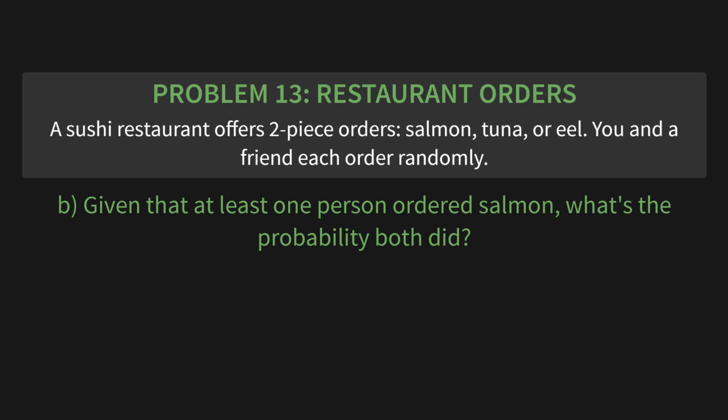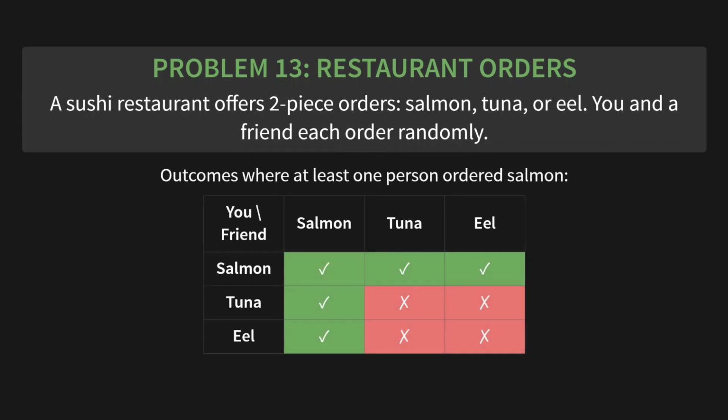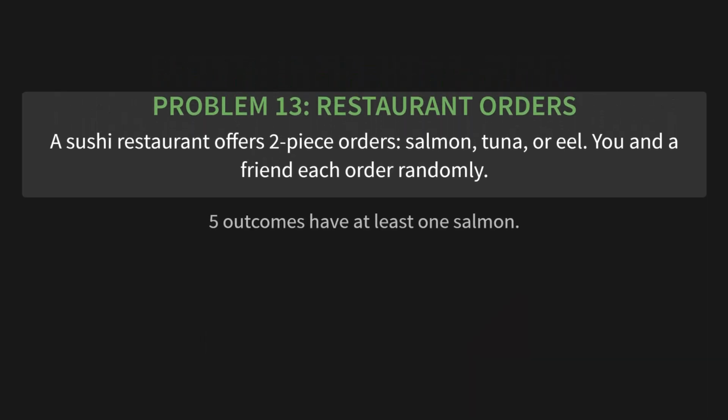Suppose the waiter comes by and says, I see at least one of you ordered salmon. Given this new information, what's the probability you both ordered salmon? This changes everything. We now have conditional probability. We're working with new information. Let's think about it. Out of our 9 possible outcomes, which ones have at least one salmon order? Let me count. There are actually 5 outcomes where at least one person gets salmon. And of those 5, only one has both people ordering salmon.